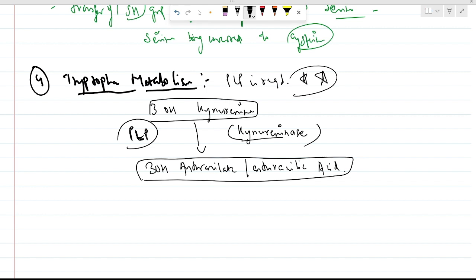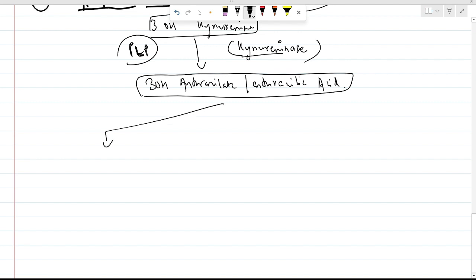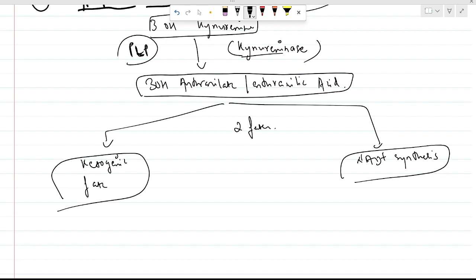Now this anthranilic acid has two fates. It goes for a ketogenic fate. The other one is NAD plus synthesis. This 3-hydroxyanthranilate or anthranilic acid has two fates: ketogenic fate and or NAD plus synthesis.